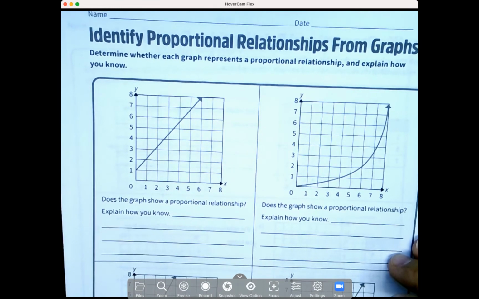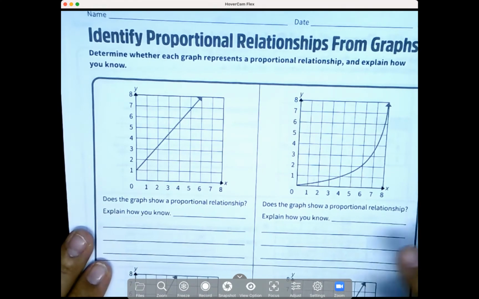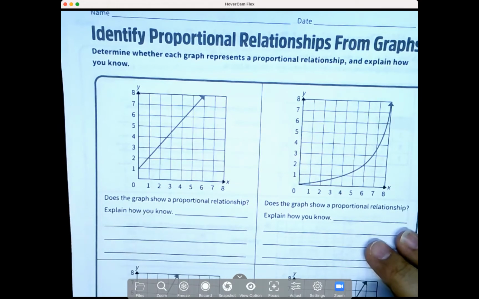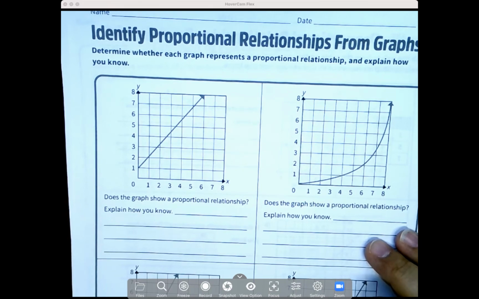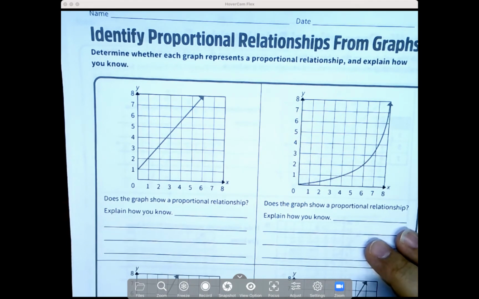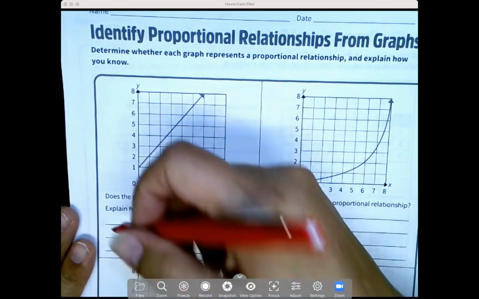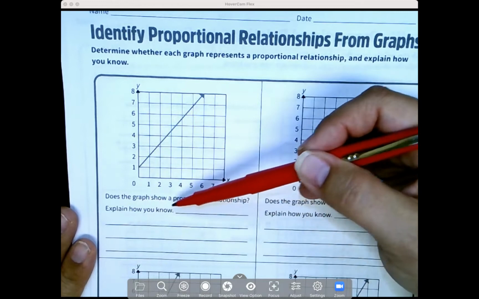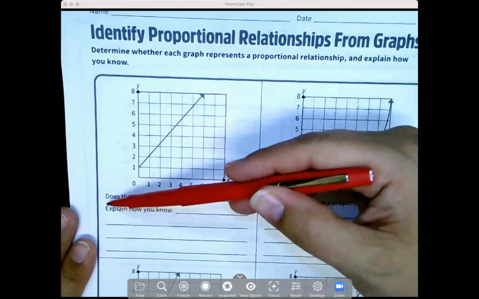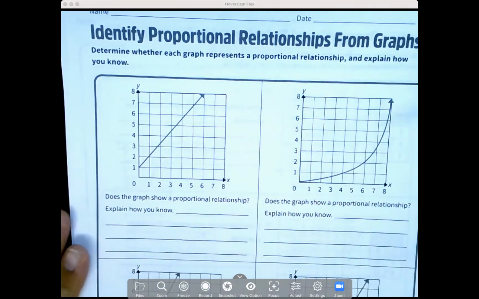So if you're going to be doing these worksheets, okay, which they need to know, I would review again what they know about a proportional relationship, which is they're changing by the same amount the whole time. Okay? They're changing by the same amount the whole time. So if we look at these graphs, okay, it says, does the graph show a proportional relationship, and explain how you know? Okay?